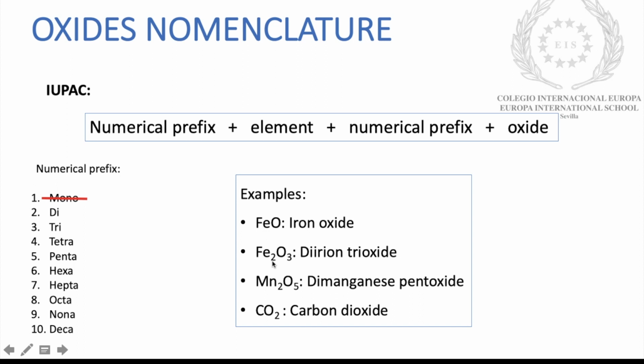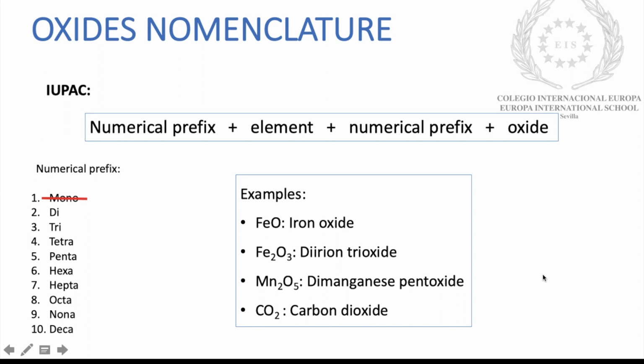Let's go with the second formula. Numerical prefix 2. Element, iron, diiron. Numerical prefix 3, and the word oxide, trioxide. Diiron trioxide. Other one, dimanganese pentoxide or pentaoxide, okay? I don't mind. And, for example, another one, it could be monocarbon dioxide, okay? Monocarbon dioxide. But what happens? Remember, we don't use the prefix mono, so carbon dioxide.